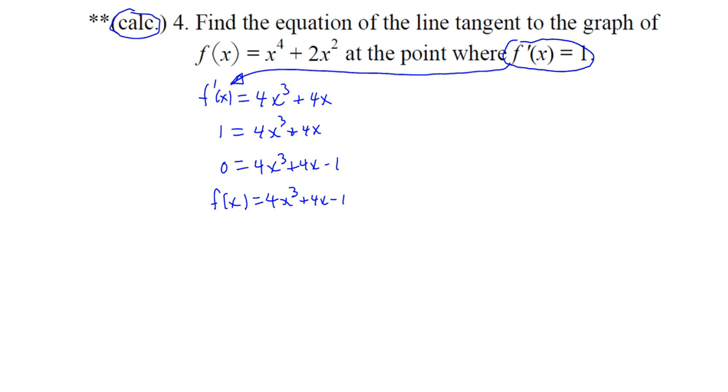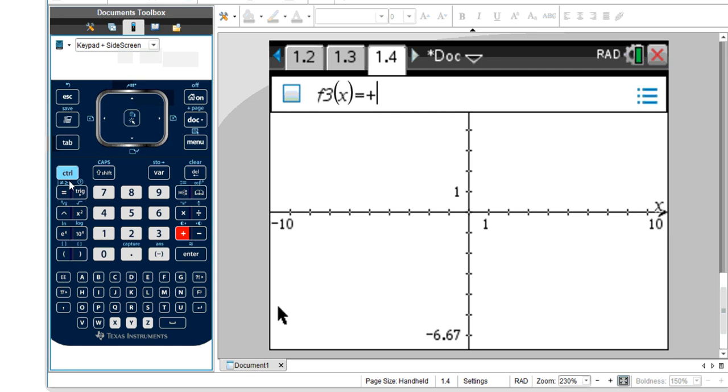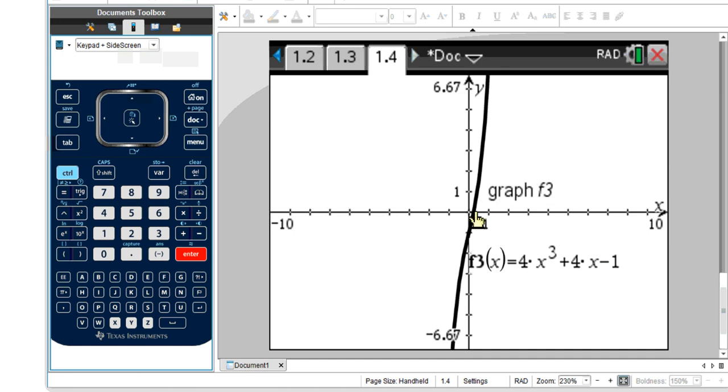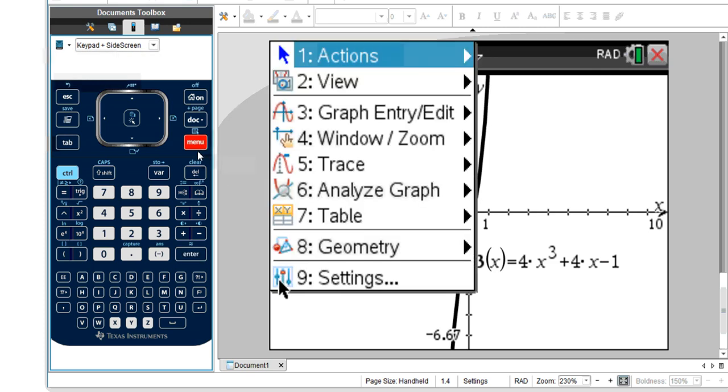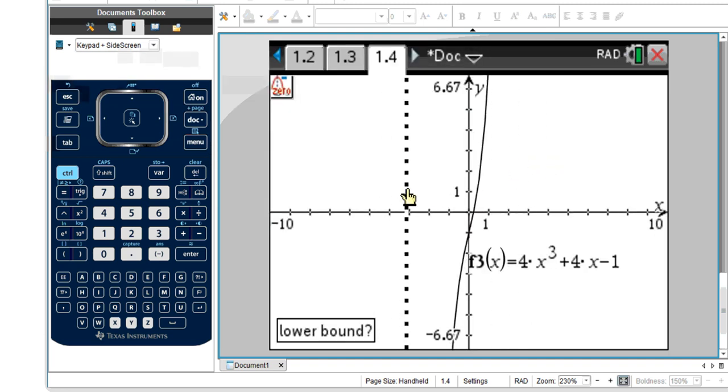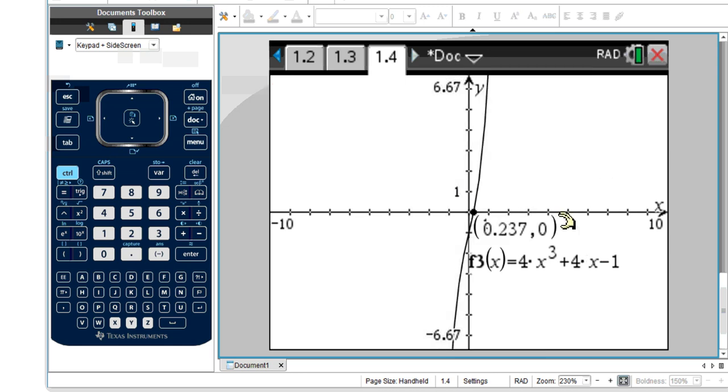So let's go to our calculator right here. So we enter 4x cubed, there we go, plus 4x minus 1, and we graph this and we see that we cross the x-axis here between x equals 0 and x equals 1. Now to find out what it is, I'm going to go to Menu, Analyze Graph. We're looking for the zero. It says lower bound, question mark in the lower left corner. I press Enter, and I go to the right. I have this 0.237.